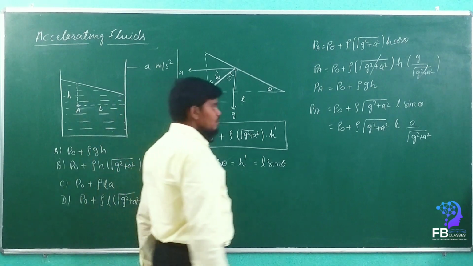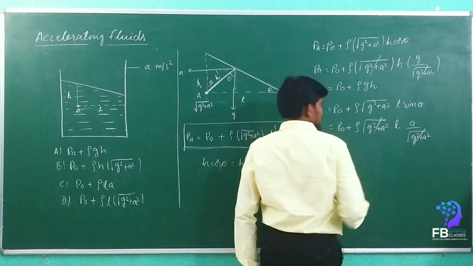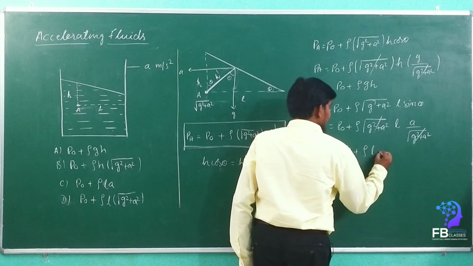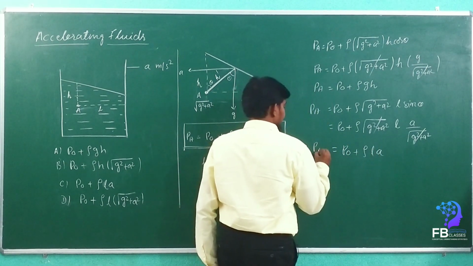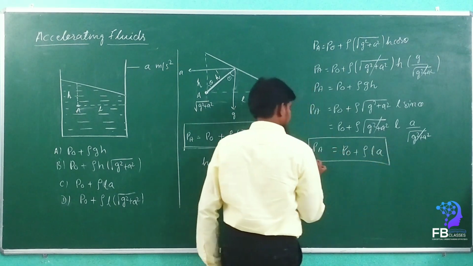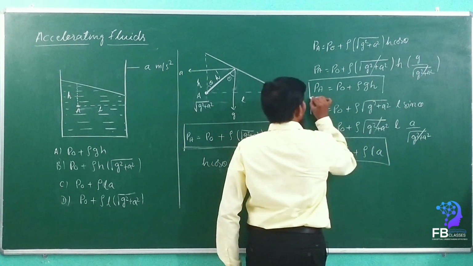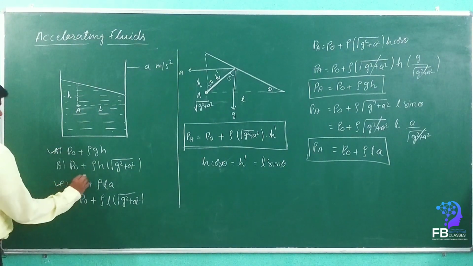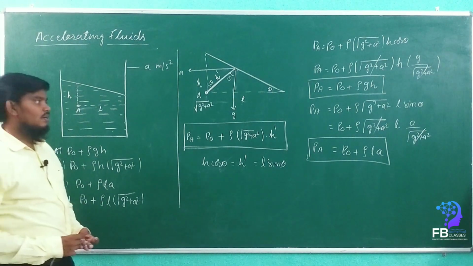Are you getting my point? So g square gets cancelled. What will the answer be? P naught plus rho L a. So this is PA. So what are the answers now, in terms of L and in terms of H? See here, what are the correct answers? A and C both are the correct answers.